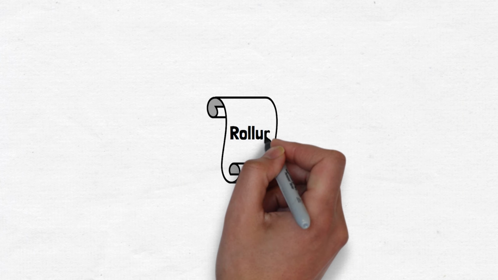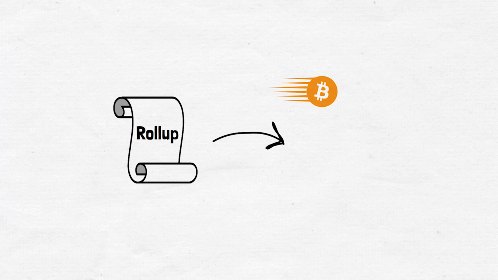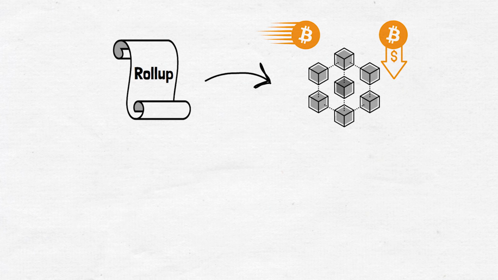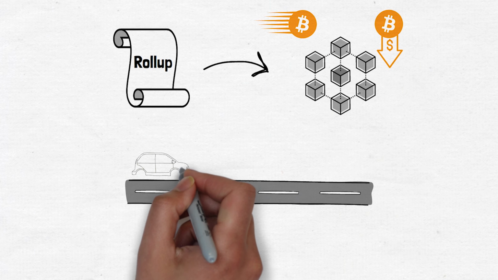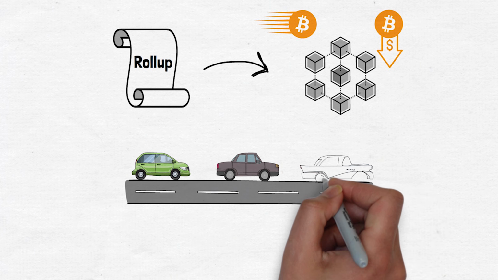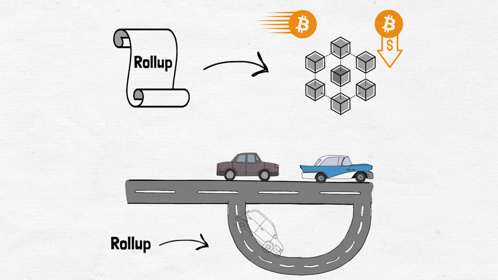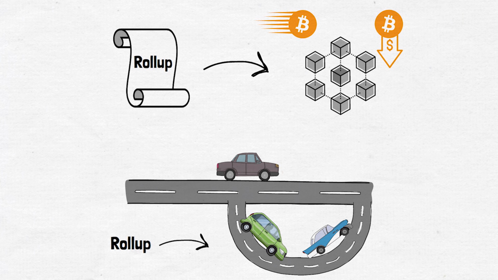Rollups in crypto is a technology that makes transactions faster and cheaper on a blockchain. Imagine a busy highway, tons of cars slowing everything down. A rollup is like an off-ramp that takes some of the traffic, handles it separately, and then sends the results back to the main road.